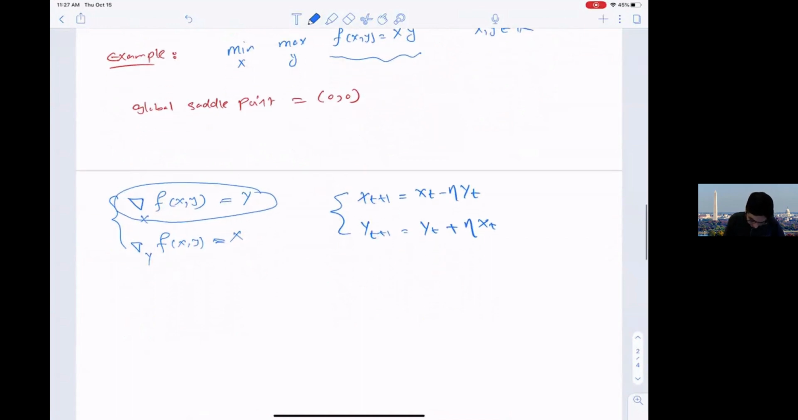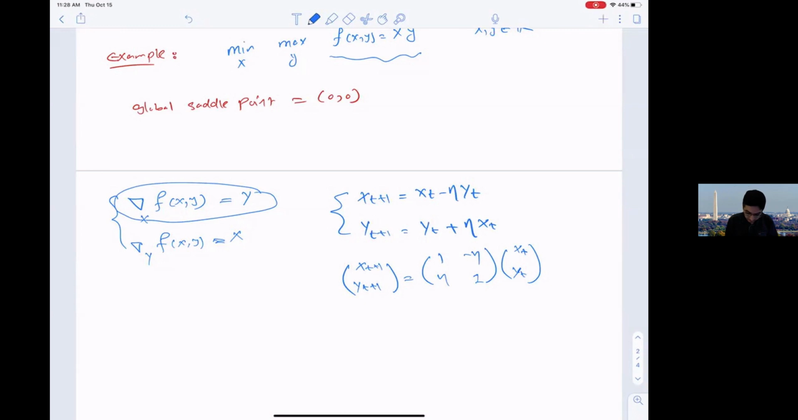Okay, in fact, you can write this as a matrix. You can say (x_{t+1}, y_{t+1}) is, okay, let's see. You have (x_t, y_t) here, times the matrix with rows (1, -eta) and (eta, 1). So you use this matrix in order to update your (x_t, y_t) to (x_{t+1}, y_{t+1}).